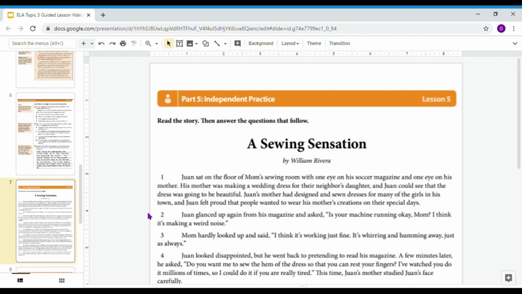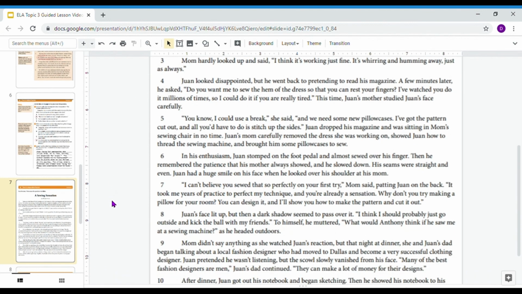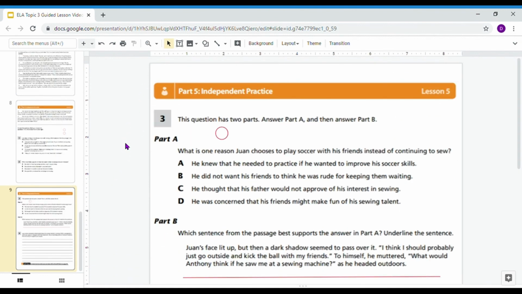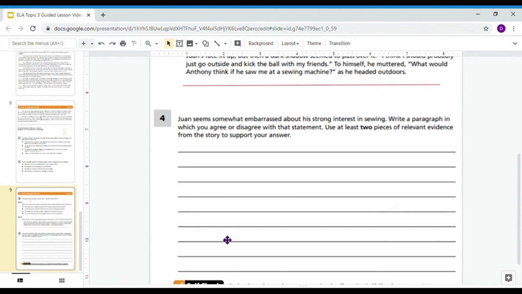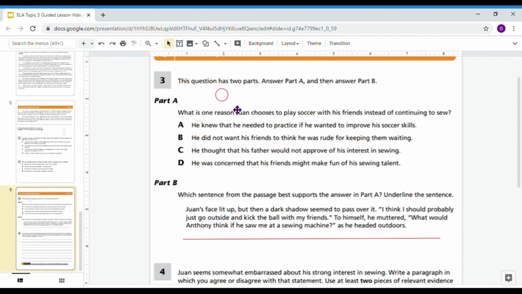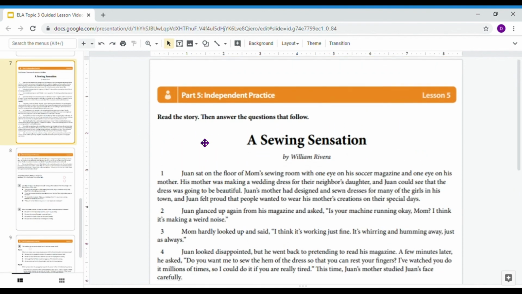So this is the end of the guided lesson and the beginning of the independent practice. For the independent practice this week, you're going to be reading A Sewing Sensation written by William Rivera. And there are 4 questions that go along with it, 3 multiple choice and a short response, and then a little bit of a longer response. You can submit this to me on Google Classroom. If you want to do it interactively, you may finish it handwritten in your remote learning books, snap a quick picture of it, shoot it over in an email, or you can send it to me on Snapchat. But this independent work right here, these 4 questions, this is what I need from you.